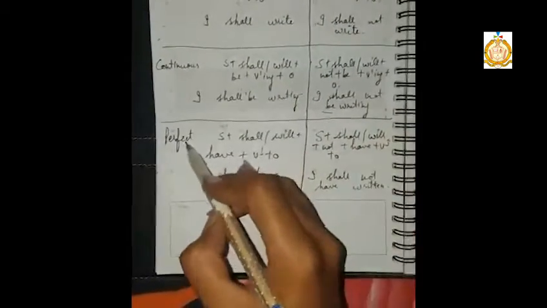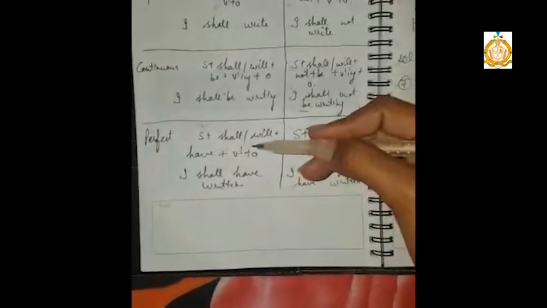Third one is perfect. Subject, shall or will, plus have, plus third form of verb will be there. You have to change it into the negative. I shall not have, we will add the word not after the shall. I shall not have written. This is all about the affirmative and negative sentences according to tenses.